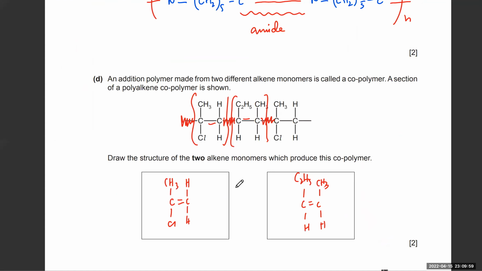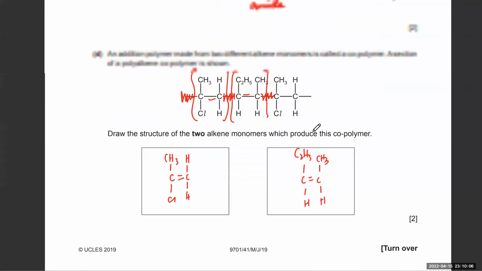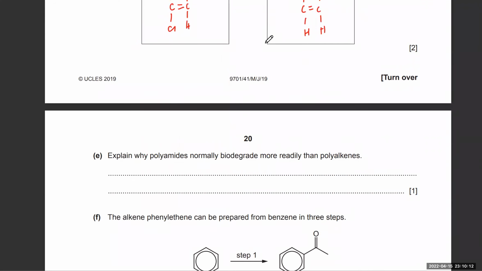Now, these are your two monomers of the copolymer. Explain why polyamides normally biodegrade more readily than polyalkenes. That's a very common question. So the reason why this biodegrades is the amide linkages. I'm just going to write the reason over here. An amide link is this one. It's highly polar and it's got lone pairs. It's got a carbon which is positive and an oxygen which is very negative.